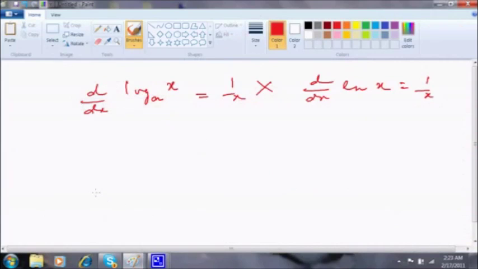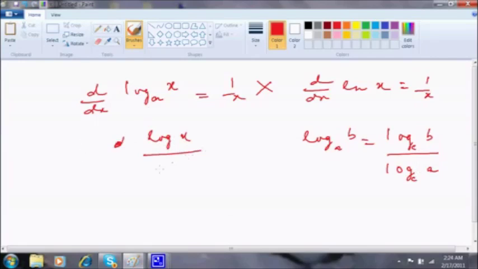So I'll bring in a formula here that log of b to base a is log of b by log of a, and you can write any base here, c or 5 or p, it can be simply anything. So I will change the question. This one I will write as log x by log a.